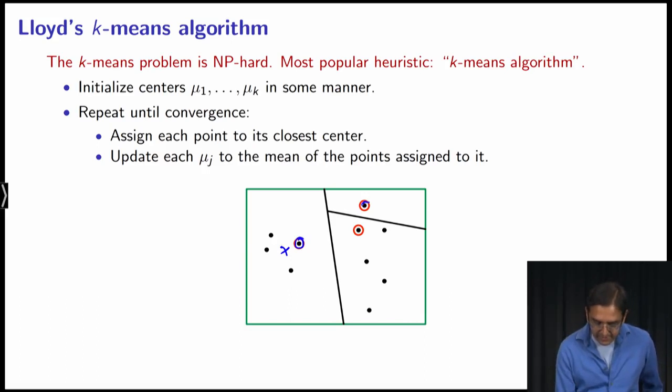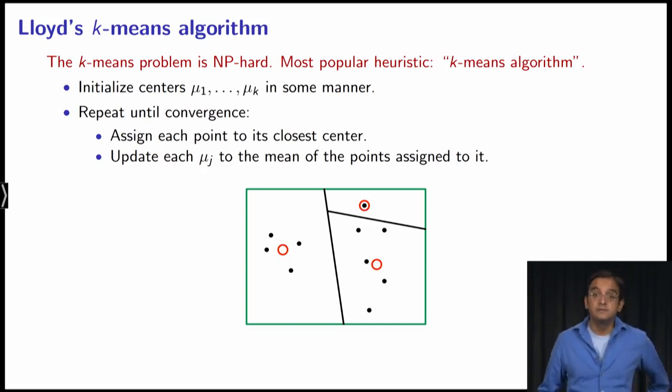Now let's look at this center up here. It has just 1 point assigned to it, so it's not going to move. Now let's look at this one over here. We're going to move it to the mean of the points that have been assigned to it. Now in this case, 5 points have been assigned to it, and their mean is somewhere over here. So that's where that center is going to move.